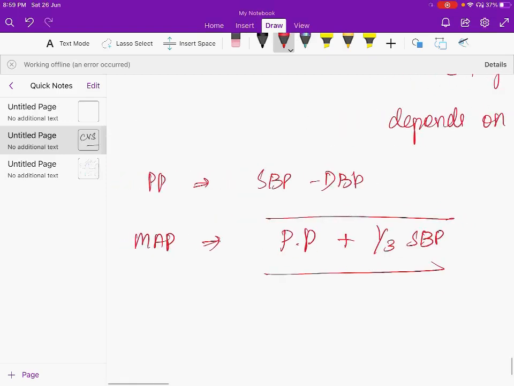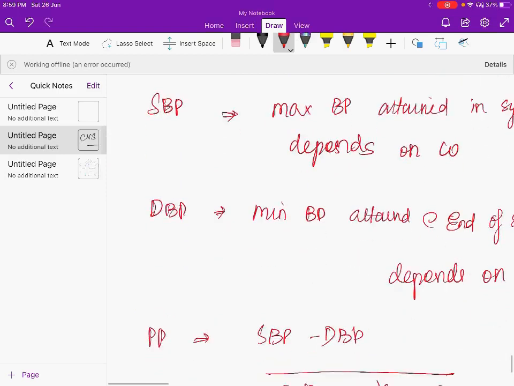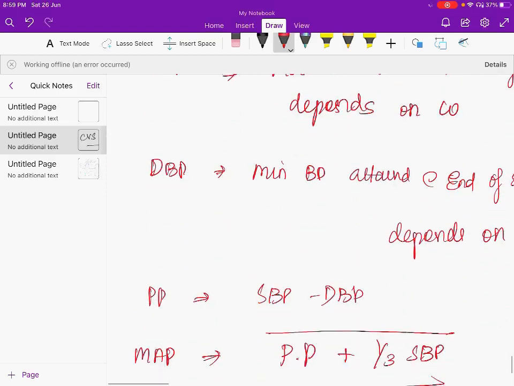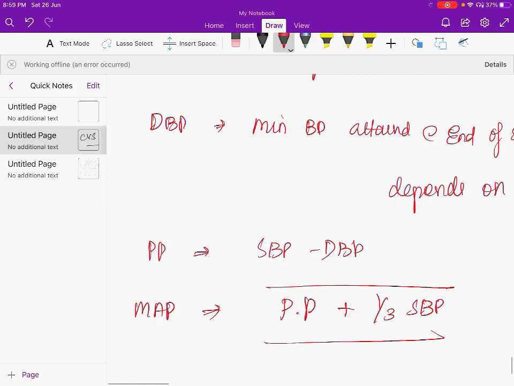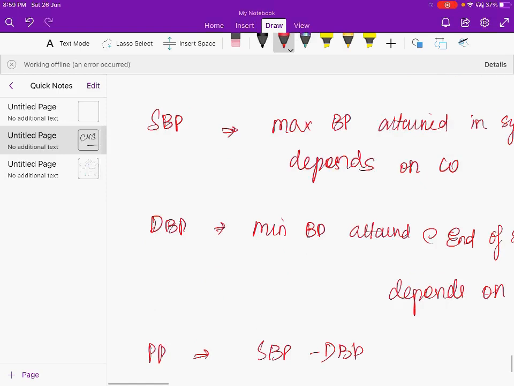Of these, which is important? If you ask a physician which one is clinically important, systolic BP or diastolic BP or pulse pressure, any physician will undoubtedly tell you mean arterial pressure. Why? Any idea why mean arterial pressure?